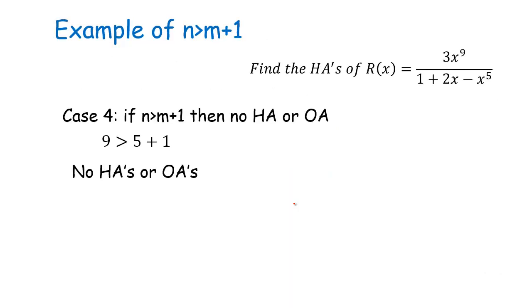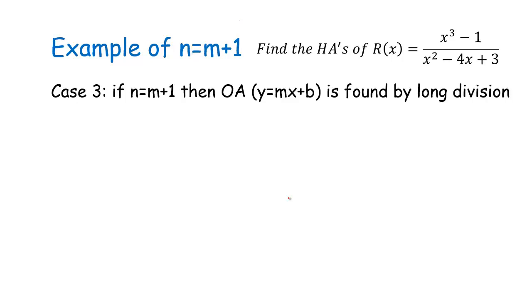Before we do case 3, which is the hardest, I'm going to jump ahead to case 4, which is probably the easiest. If n is bigger than m plus 1, there's no horizontal asymptote and there's no oblique asymptote. An oblique asymptote is a type of horizontal asymptote. It's just a slanted line rather than a horizontal line. Here we see the degree of the numerator is 9 and the degree of the denominator is 5. And so since 9 is bigger than 6, this graph has no horizontal or oblique asymptotes.